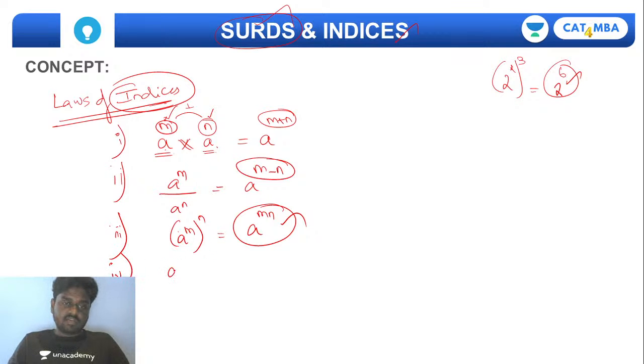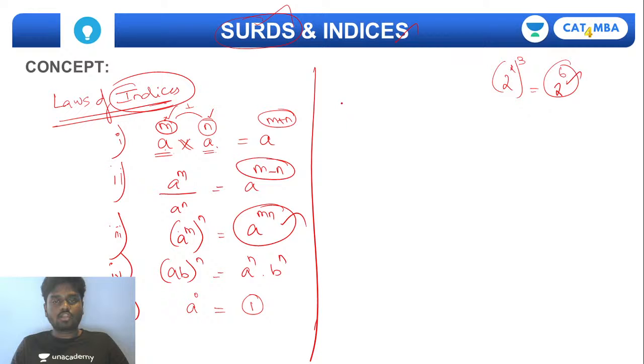Now if I have ab the whole power n, the power n applies to both a and b, so it can be written as a power n into b power n. Likewise, a power n into b power n can be written as ab the whole power n. And the last law: anything power 0 is absolutely 1. These are the various laws of indices.